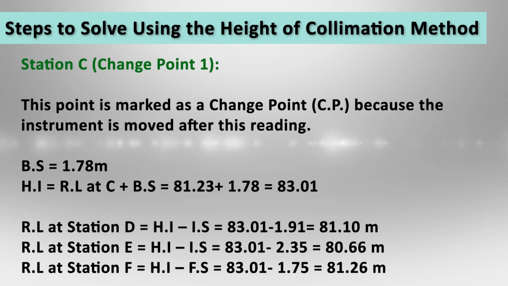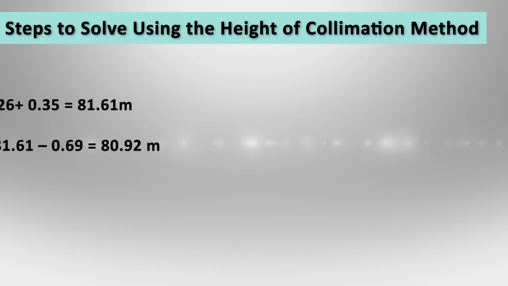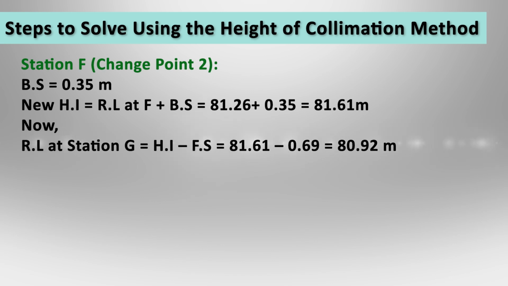And next, the reduced level at station F will be equal to height of instrument minus the foresight, which will be equal to 83.01 meter minus 1.75 meter, which will result in 81.26 meter. So, now as we know, after this foresight reading there is a shift in the instrument again, which will result in again a new height of instrument. Station F is the change point 2 station.